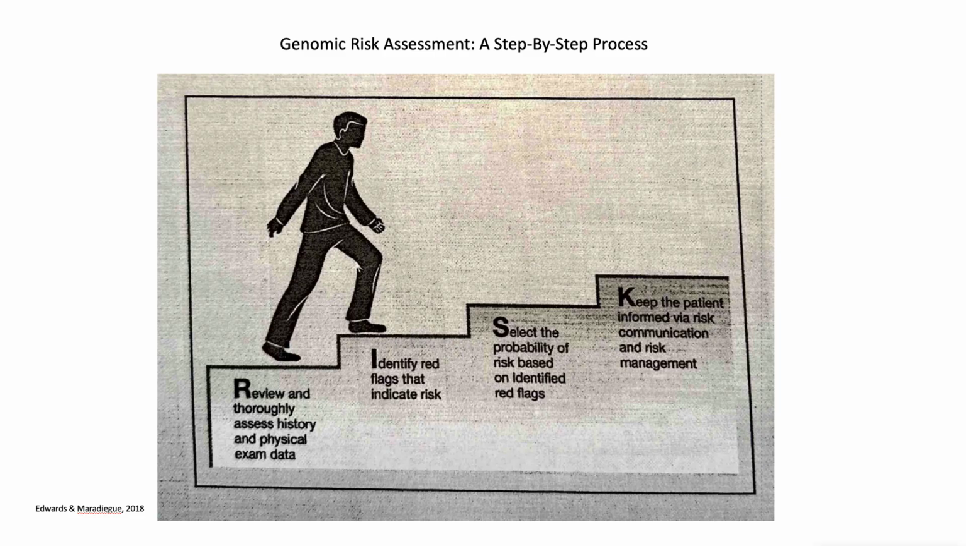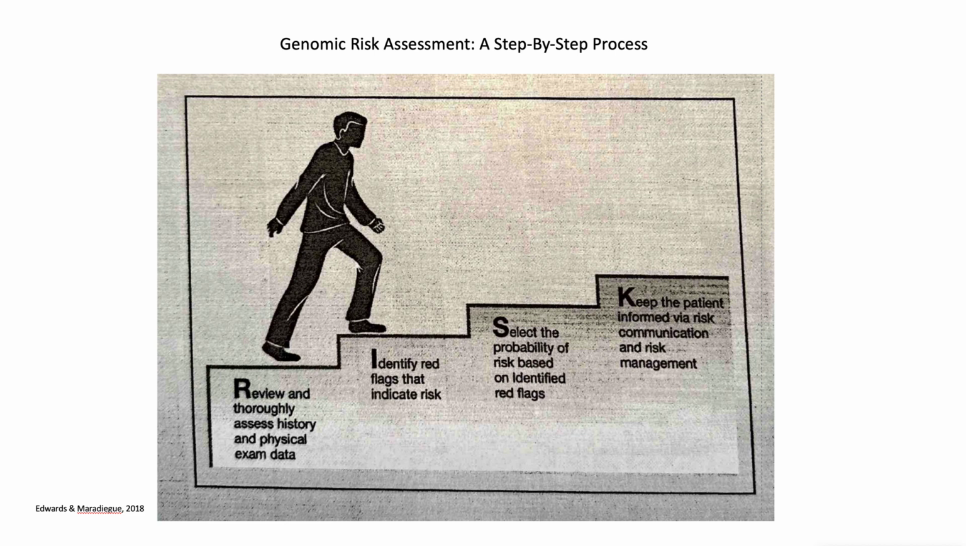When thinking about how to do a genetic or genomic risk assessment, you need a process. So here's one model. It comes from a book you don't have, but that I used as a reference, from Edwards and Maradiegue. They have this four-step model: to review thoroughly, assess the health history and physical exam data, to identify red flags, and we'll be coming back to discuss what red flags are a little later on, to select the probability of risk based on the identified red flags, and then to keep the patient informed by risk communication and risk management.